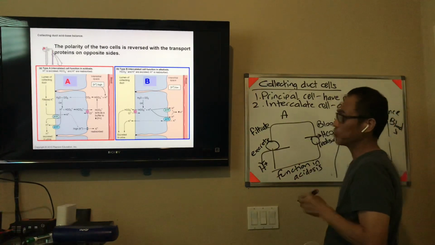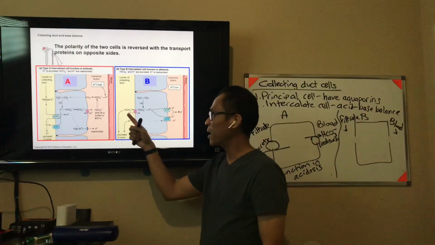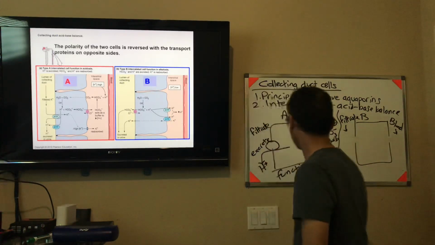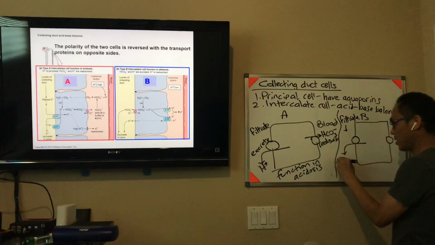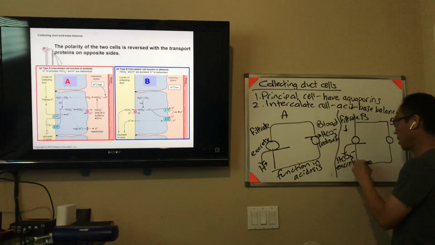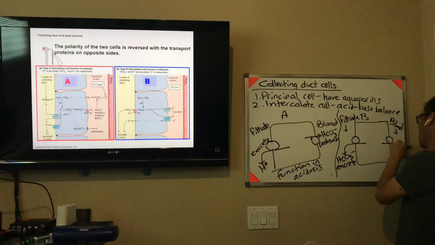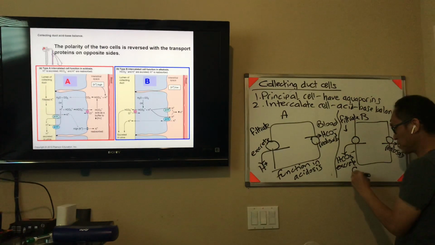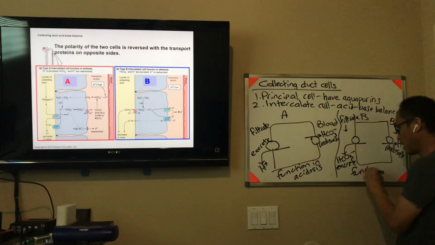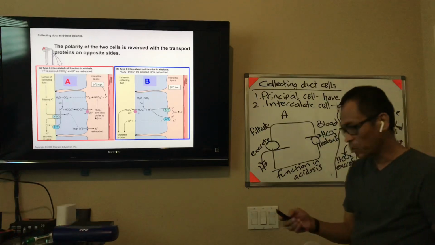The type B cells, you just rearrange the furniture, excrete the base, reabsorb the acid. Excrete base. Reabsorb the acid. So these cells function in alkalosis when pH is getting too high. And that's basically what you got to know there.